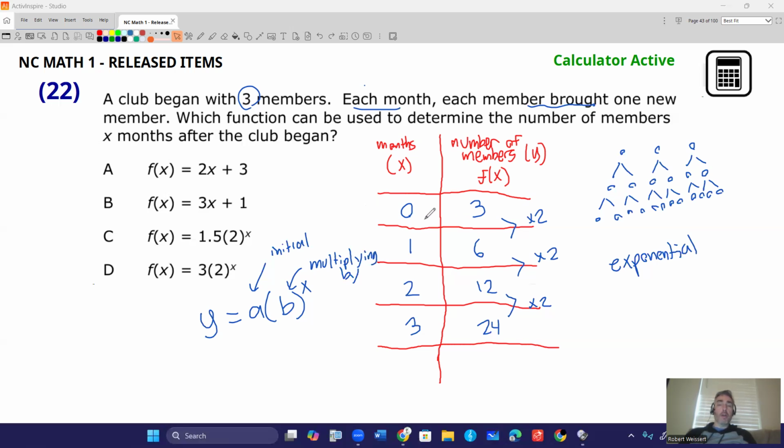Well, what is our starting value? It's going to be 3. So this is going to be 3. What are we multiplying by? 2. And so you can see the answer is going to be D. And we didn't really need the calculator with this, but I'm going to model with the calculator what you're looking for on here.